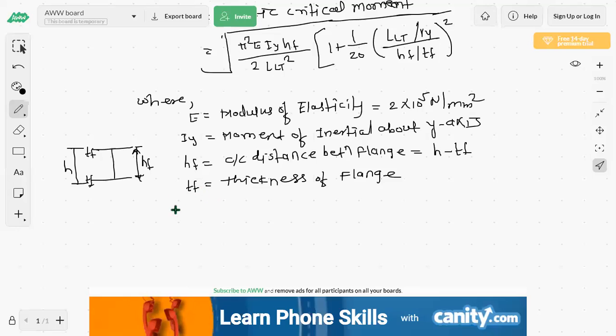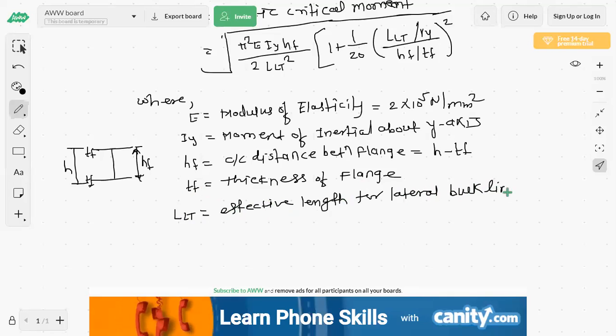Now the remaining is the LLT. What is the LLT? LLT is the effective length for lateral buckling, or we can say here lateral torsional buckling.